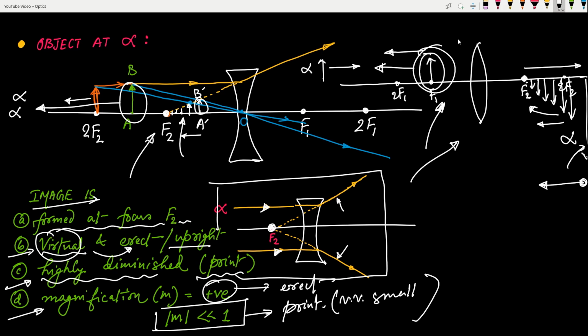So if in your exam this question comes, what will happen if an object is kept in front of a concave lens and then that object starts moving backward? What will happen to the image? You need to say the image will become smaller and smaller and it will move towards the primary focus f2. Simple as that. I hope all the concepts that I've talked about in this video are super clear. So this is all about this video.